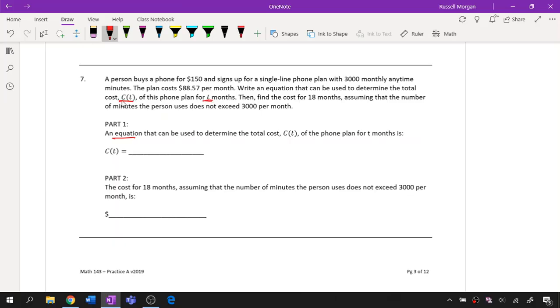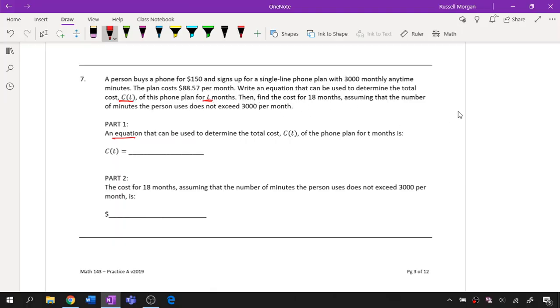Okay, so notice it's C of T and for T months. So T is like my X value. That's going to be part of my equation. Kind of like some equation with X's and Y's, only it's going to be T's and C of T. Looks like they even started the equation for me. Then find the cost. Okay, so this then part, let's first do the equation.